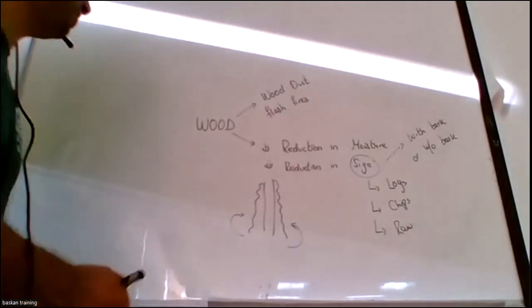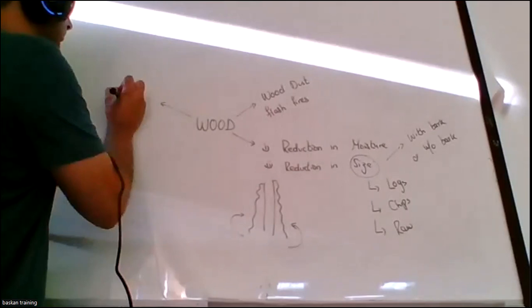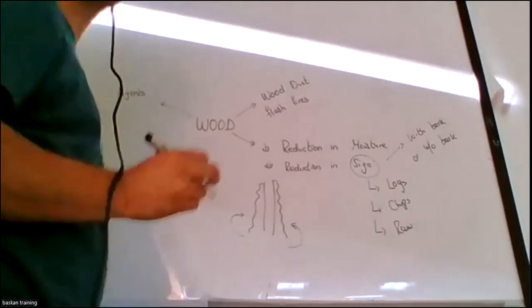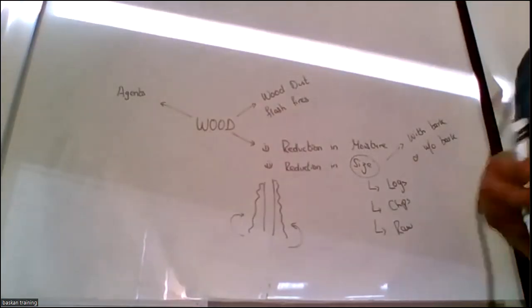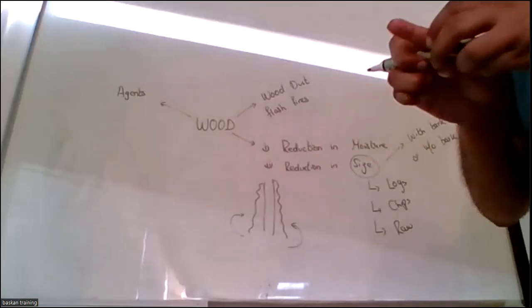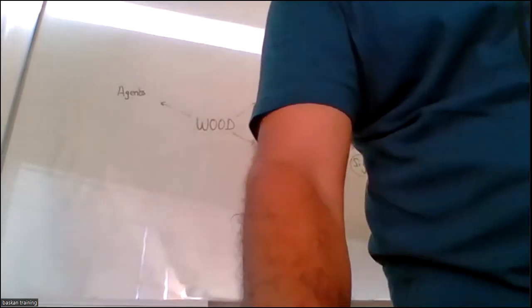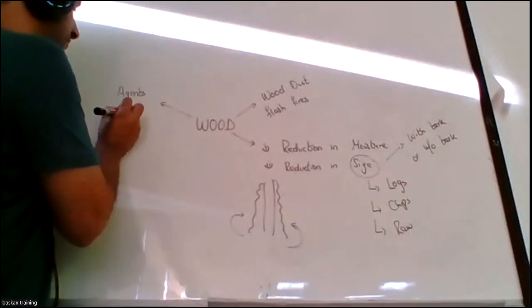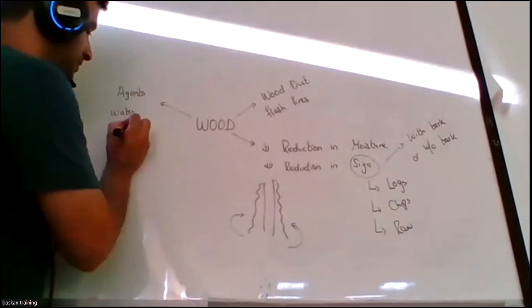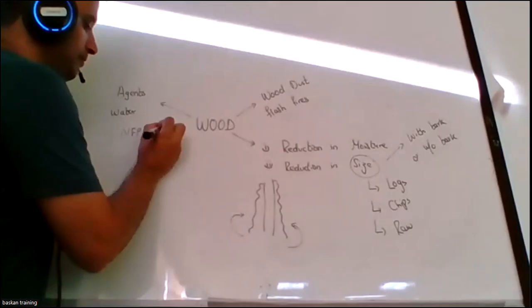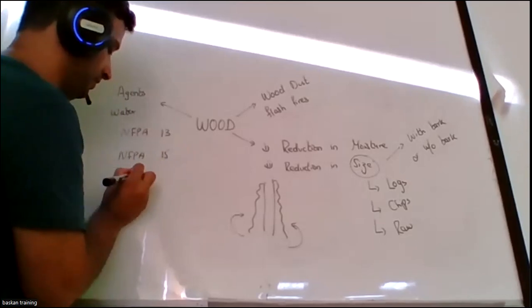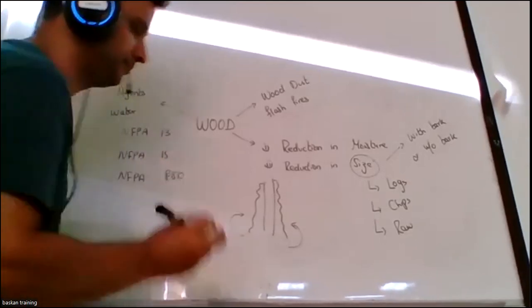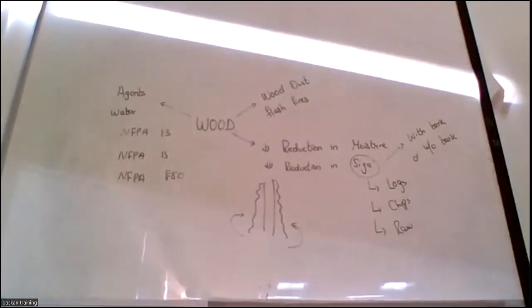So if I want to use agents, which agent can I use for wood fires? Water. Simple, right? Water is used very effectively on wood fires. So if I'm using water, which codes will I follow for wood? I will follow NFPA 13, NFPA 15, NFPA again 850. So these codes I will follow.